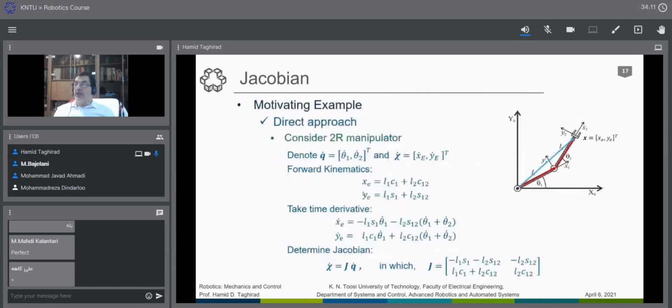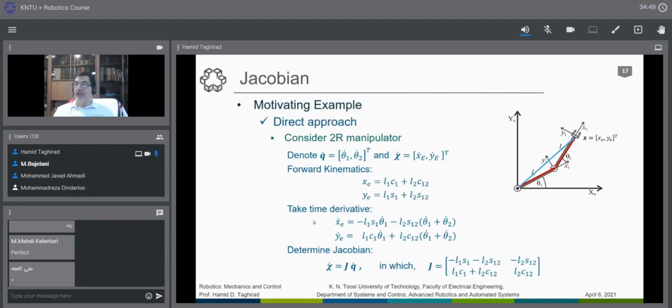Okay. Now let's start with a very simple problem, the 2R manipulator. We discussed that before, last session, and I'm just reviewing it. For the 2R manipulator, the forward kinematic map has been found easily in the previous chapter. With the shorthand notation, we have XE and YE represented by these two relations. Finding the Jacobian means directly differentiating these two equations with respect to time.